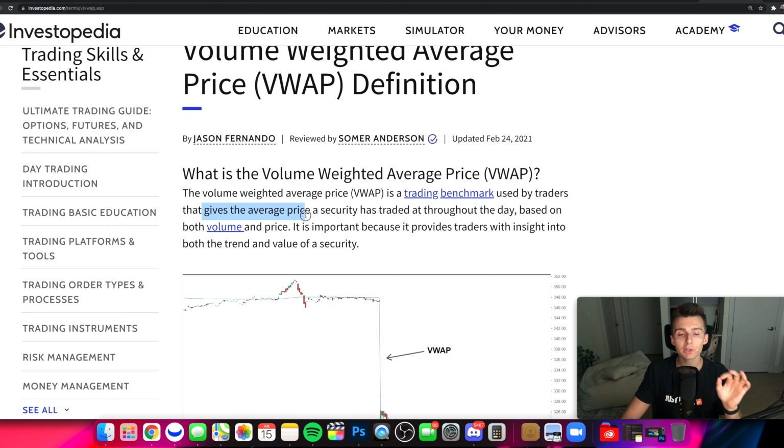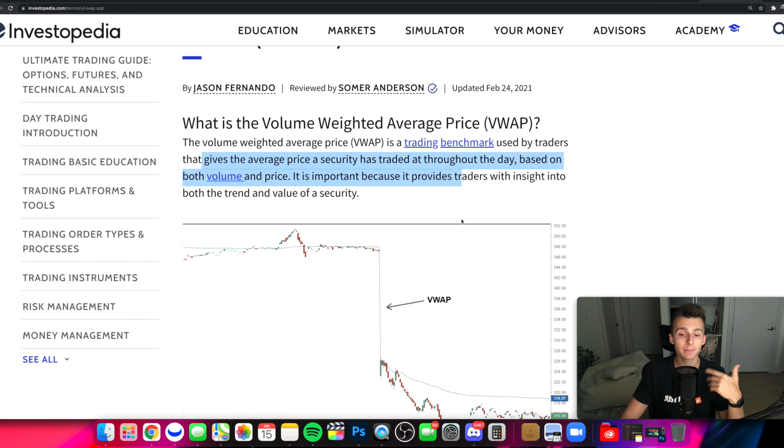But it gives the average price a security has traded at throughout the day based on the volume and the price, okay? So think about this. If a stock is moving up to the upside, but it's got super low volume, VWAP is going to go up, but all of a sudden the stock dumps to the downside and there's heavy trading volume. That VWAP, that volume weighted average price, is going to come down substantially. However, if the stock is going up on heavy volume and then it starts to sell off on very light volume, well, that volume weighted average price is not going to come down as much. That's essentially what you need to know when it comes to the VWAP.